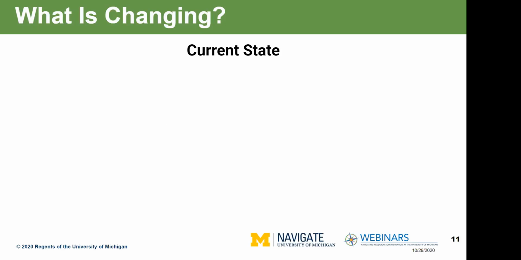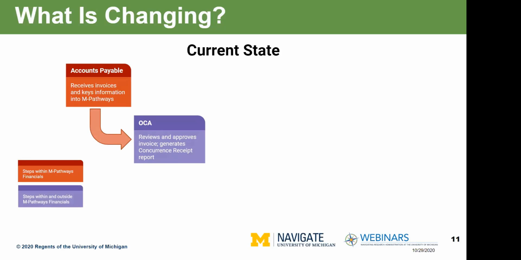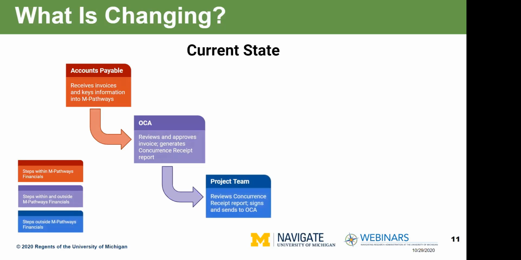So let's talk a little bit about what's changing. In the current state, accounts payable will receive an invoice from that subrecipient and key the information into mPathways. They then route that invoice to the Office of Contract Administration, who reviews and approves the invoice based on the contract terms, and OCA then generates a concurrence receipt, which is essentially a report that is pulling information from the mPathways system. OCA then sends that concurrence receipt via email to the contacts that I mentioned before, either contacts in ERPM or in mPathways financials, depending on how that subcontract is set up.